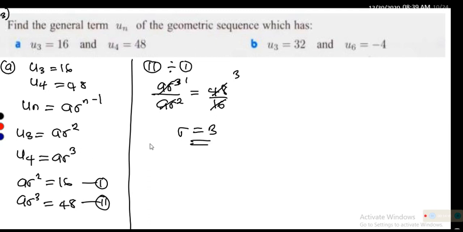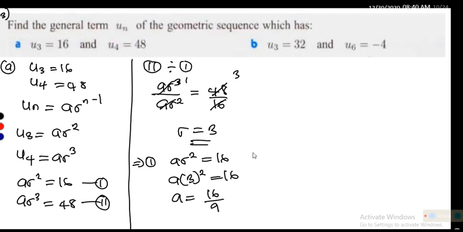And then we are looking for the general term, so we need to find A. So we can use equation 1 to find A. AR squared equals 16. Substitute 3. We have A times 3 squared equals 16. So A equals 16 divided by 9.